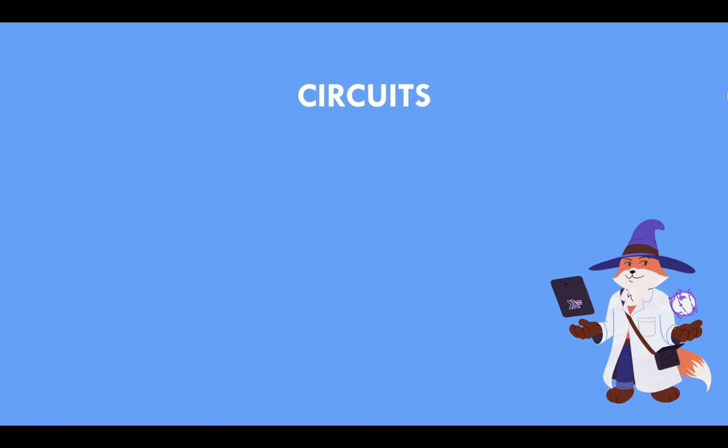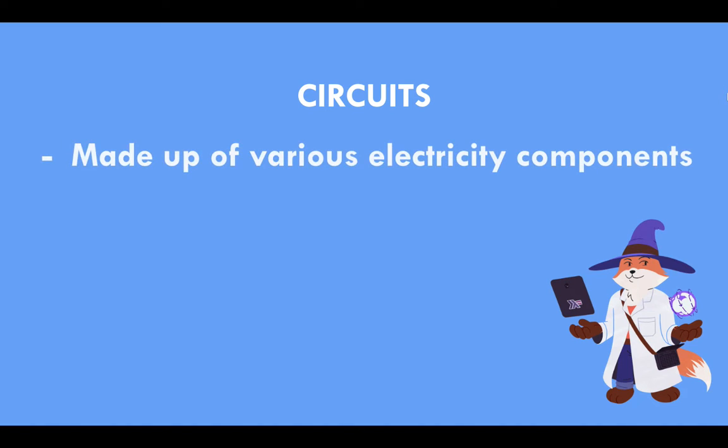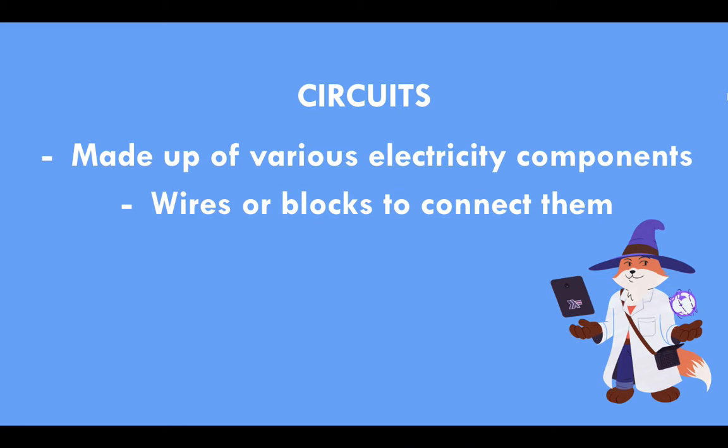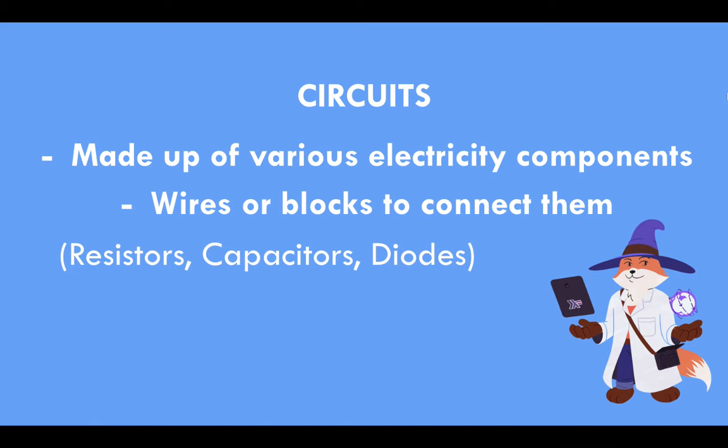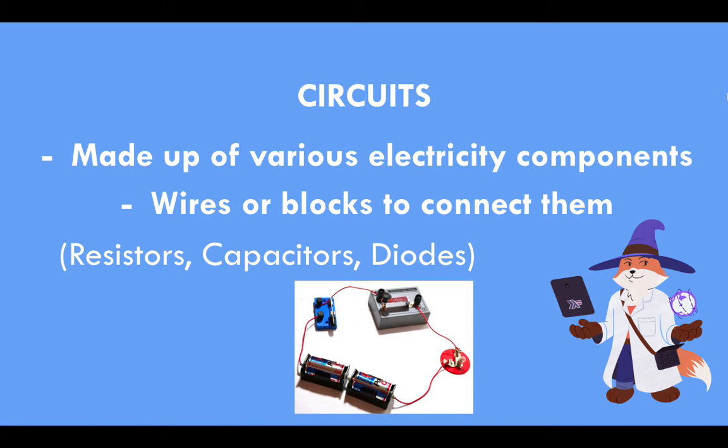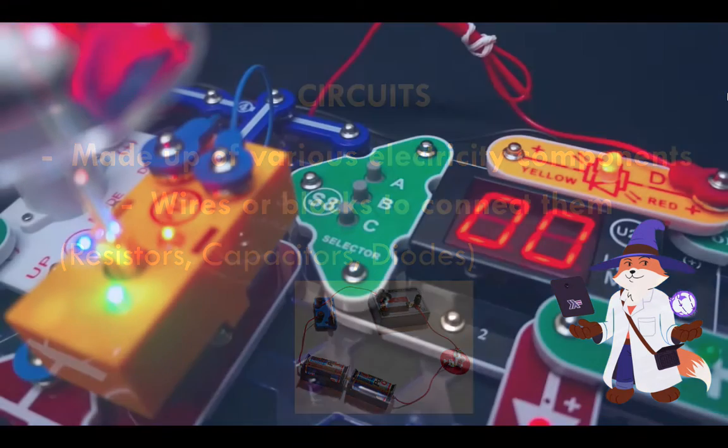Now, let's travel inside a circuit to explore current electricity. Wait a minute, what is a circuit? Great question. A circuit is made up of various electricity components with wires or blocks to connect them up so the electricity can flow through them. Some examples of electronic components are resistors, capacitors, and diodes. You'll be learning about them in our next video, Electricity Part 2. Circuits also need to include batteries and switches to turn them on or off. Into the circuit.